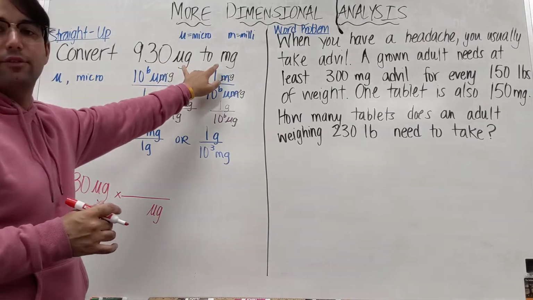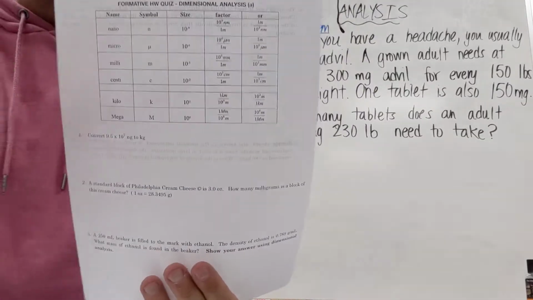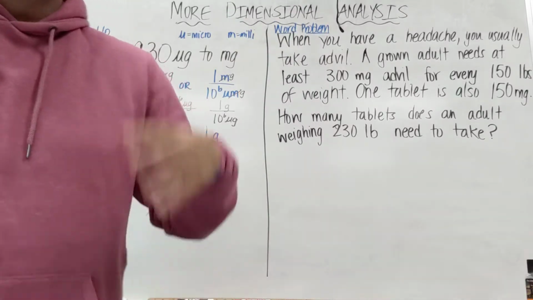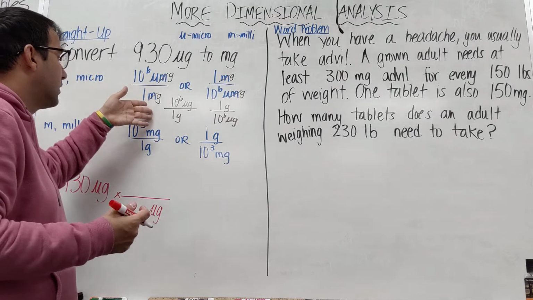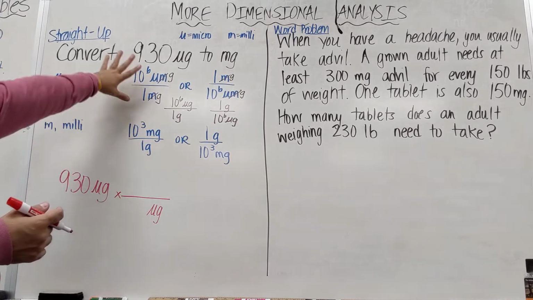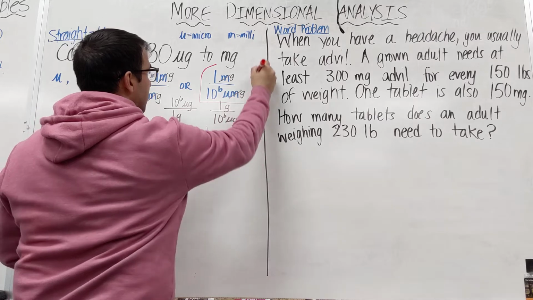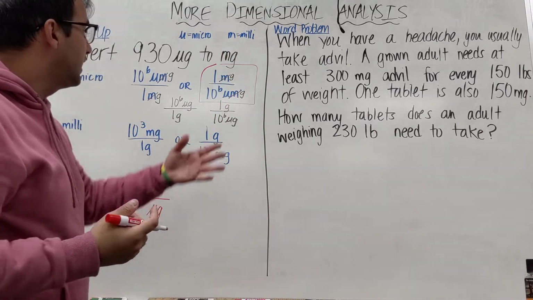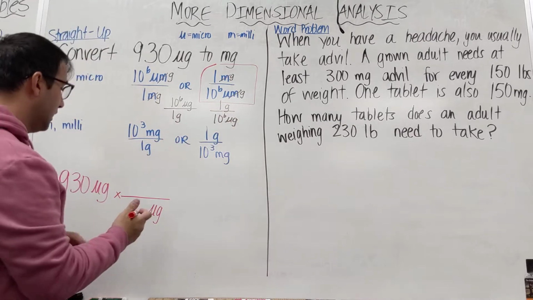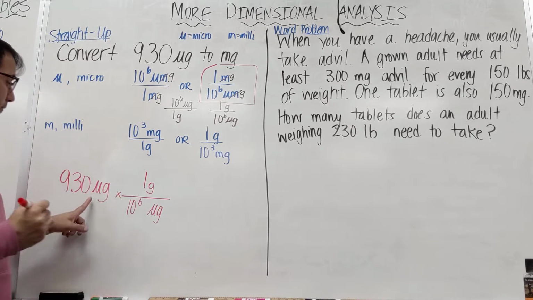Now, I need to look for any conversion factors that I have for microgram. I do not have a direct relationship between microgram and milligram. According to this table, there are none that say here's how you go from microgram to milligram or milligram to microgram. It's just micrometer to meter, and milli to the regular base unit. So the one I want to use that has micro in the bottom is 10 to the 6 micrograms over 1 gram.